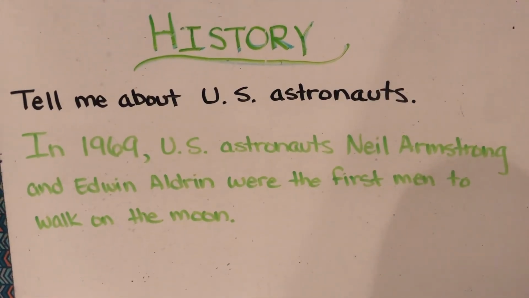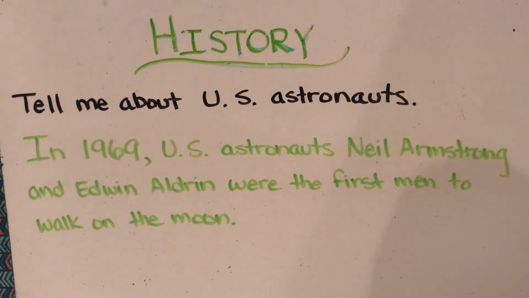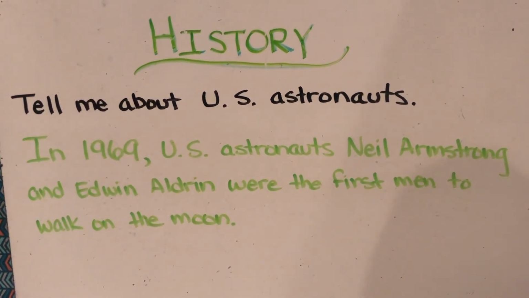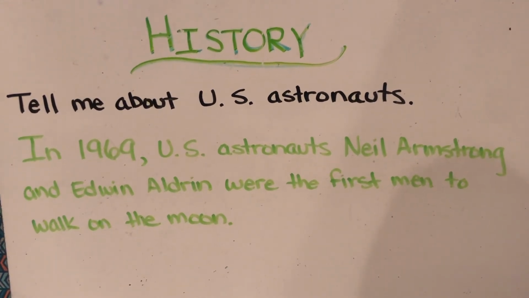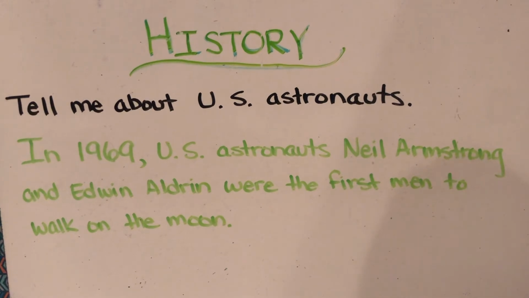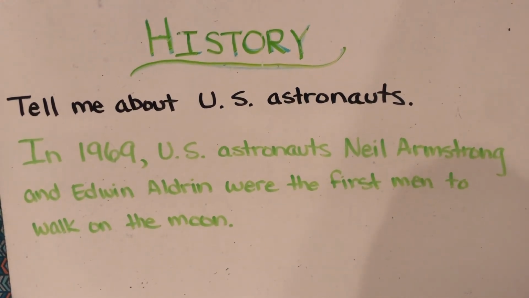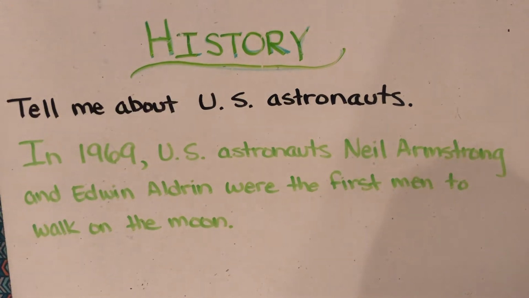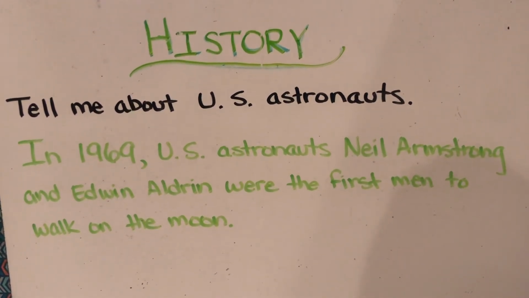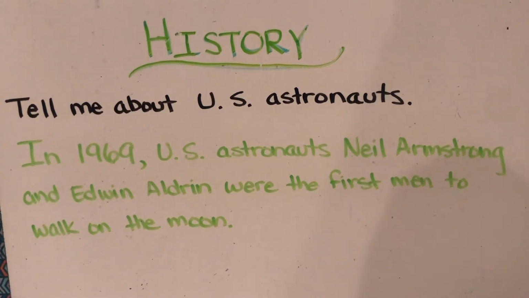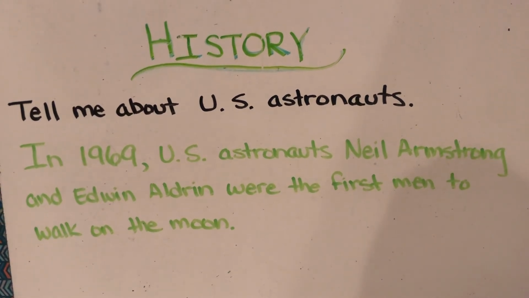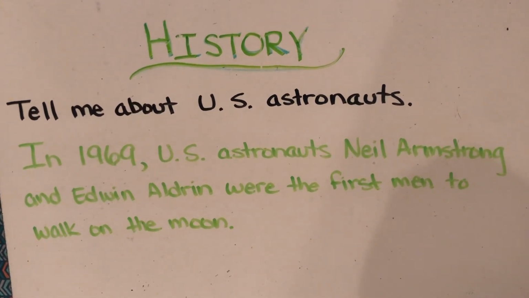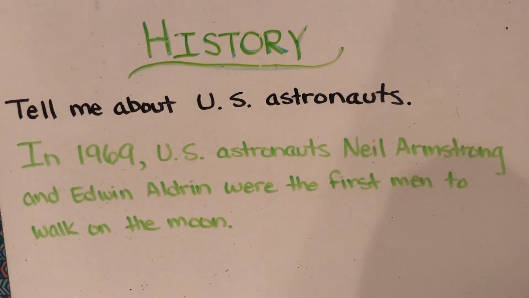In 1969, U.S. astronauts Neil Armstrong and Edwin Aldrin were the first men to walk on the moon. In 1969, U.S. astronauts Neil Armstrong and Edwin Aldrin were the first men to walk on the moon.